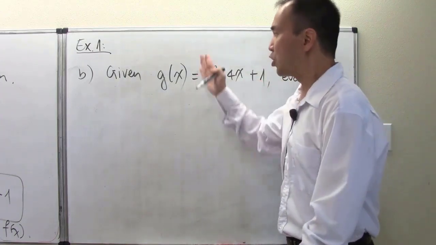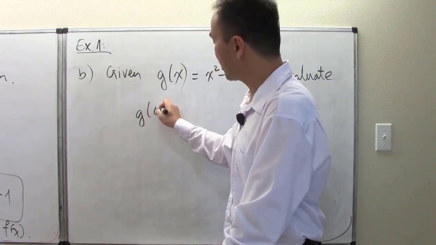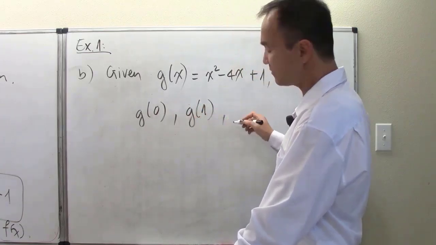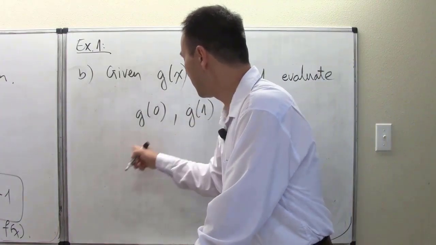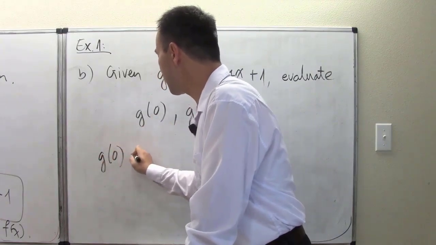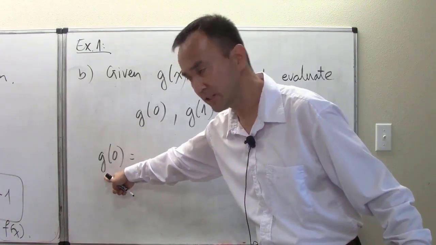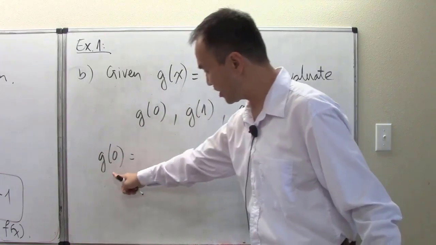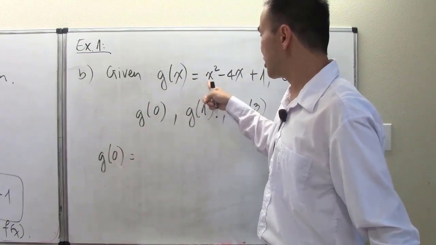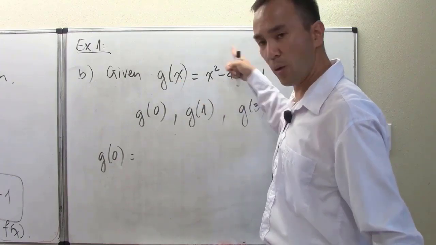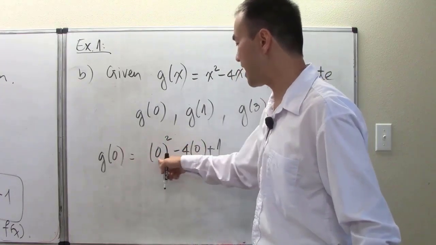The goal of this problem, part B of example 2, is to evaluate g of 0, g of 1, and g of 3. Now g of 0 means there's no reason to use f. Don't use the 5x minus 4, because that was f. This is g, so we take the rule associated with it. So g of 0 indicates that we substitute 0 wherever there is an input. The input appears in a few places according to this rule, so it's 0 squared minus 4 times 0 plus 1. We substitute 0 wherever you see the x.